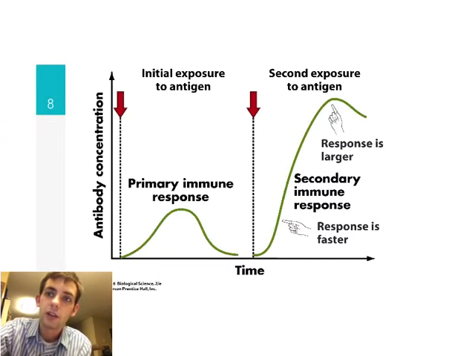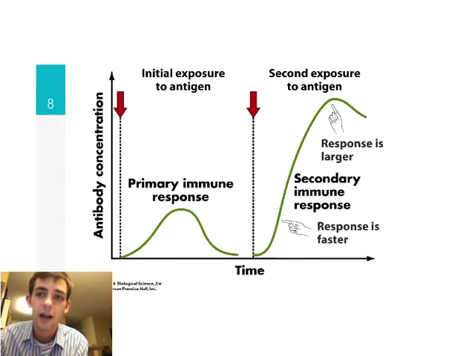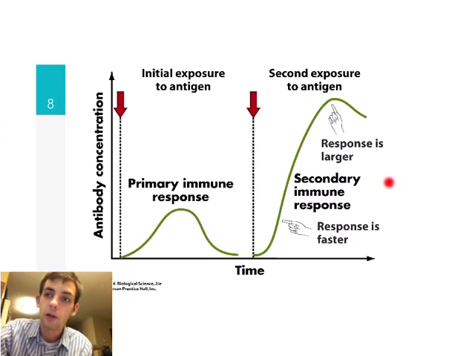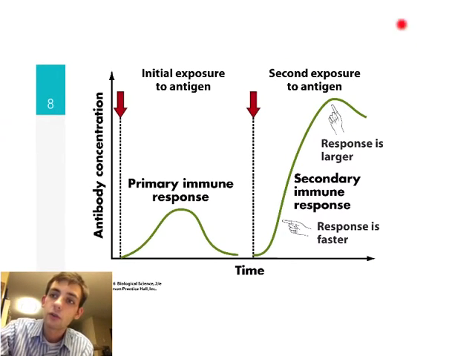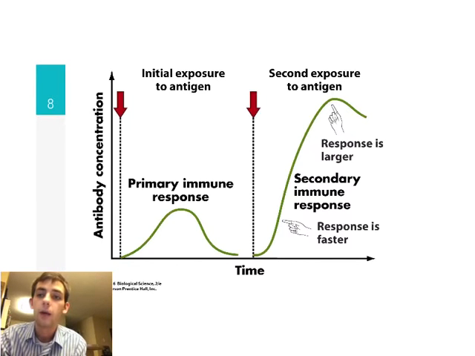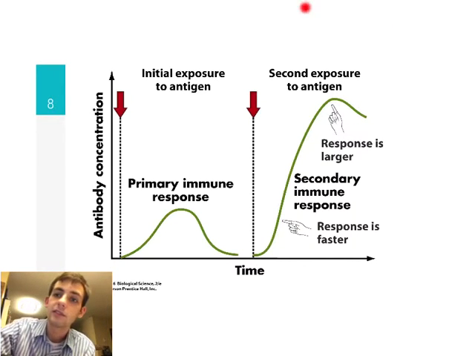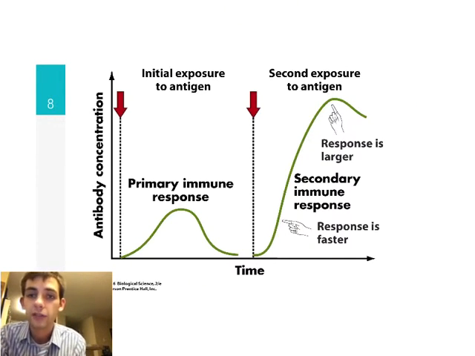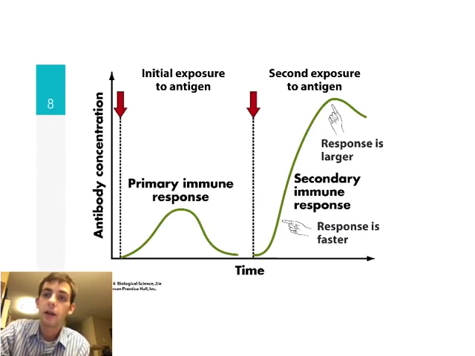So after the initial exposure, long time, and the concentration of antibodies is not very high. However, because you have all of those memory cells in place, the second exposure to an antigen, what do you notice happen? A much quicker, faster response happens, and the concentration is much larger. And so this is a graph that you'll see comparing primary to secondary immune response.